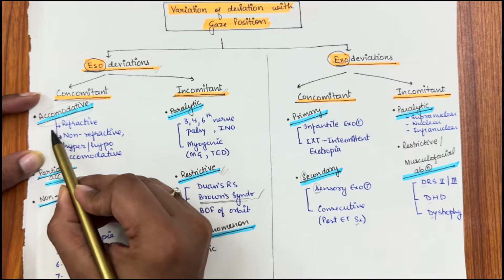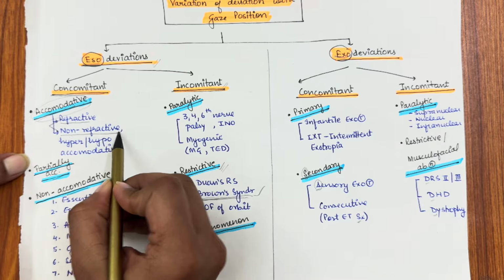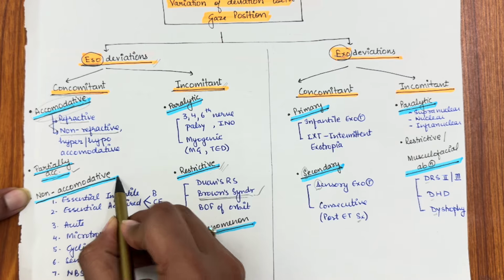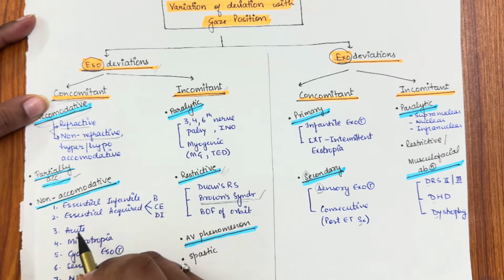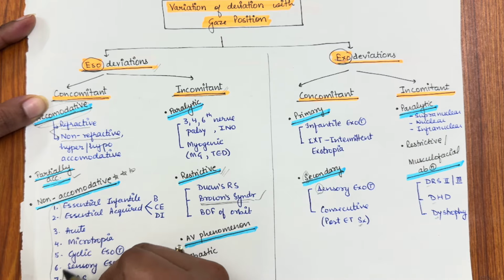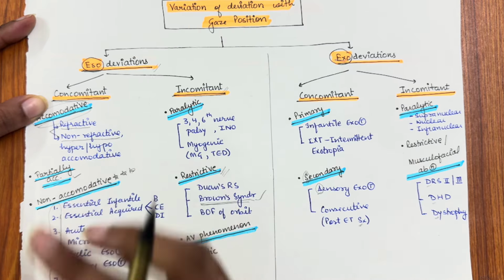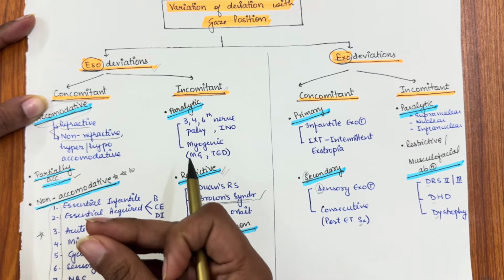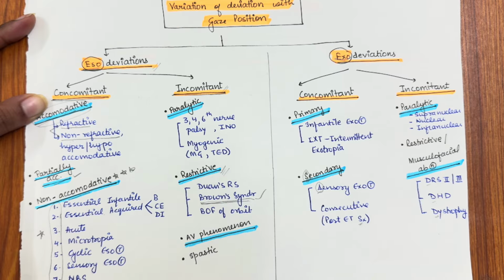So we divide into refractive and non-refractive type. Then partially accommodative and then non-accommodative concomitant squint. This part is very important, and you have to remember all these 7 subparts of this classification, because every part is itself a separate question in squint.